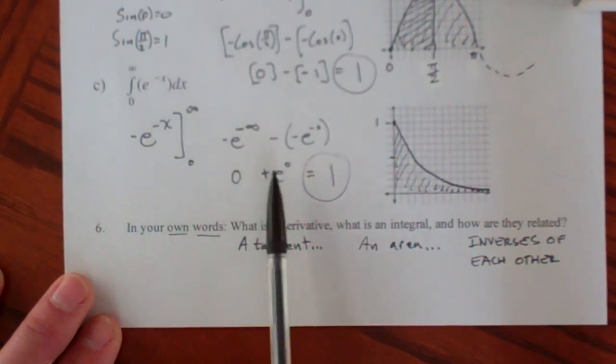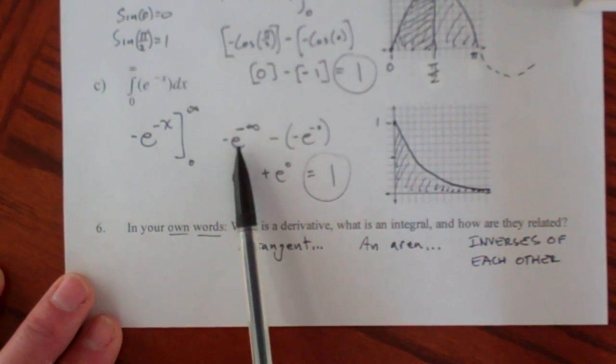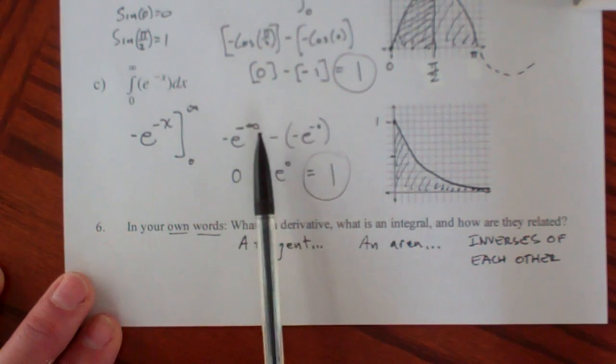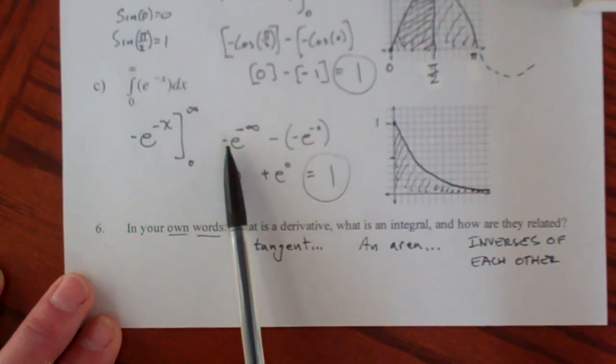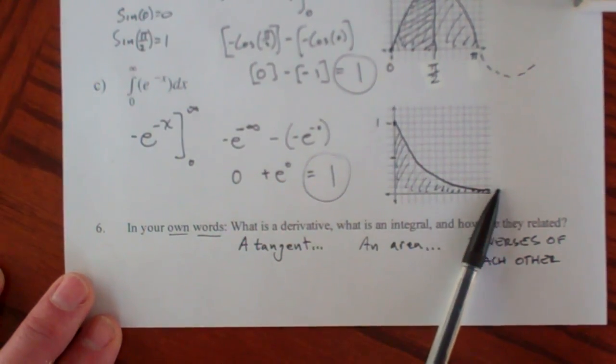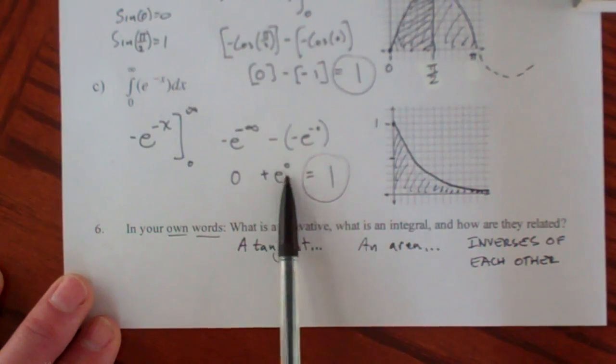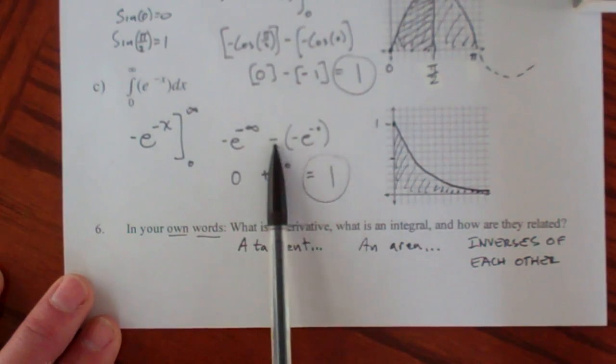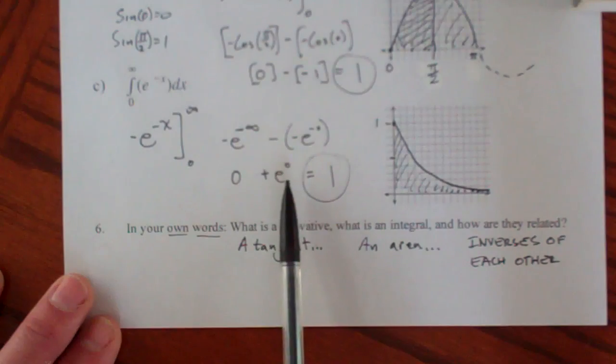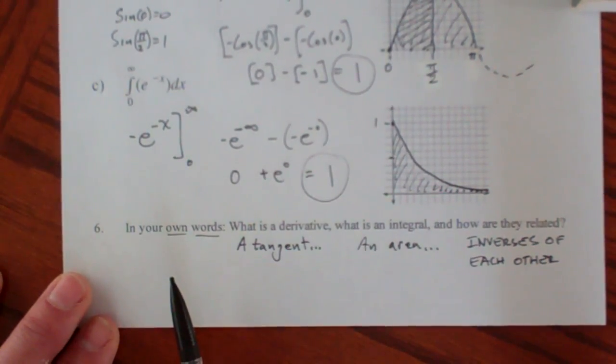From 0 to infinity, when you plug in a number to the negative infinity, that's going to go to 0. And when it goes way out here, it's 0. And then e to the 0 is 1. So we're subtracting a negative 1, so we get 1 again.